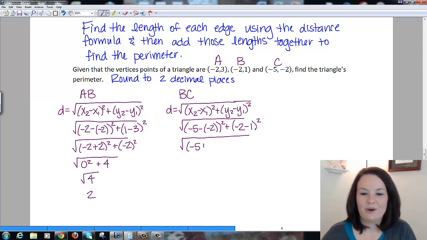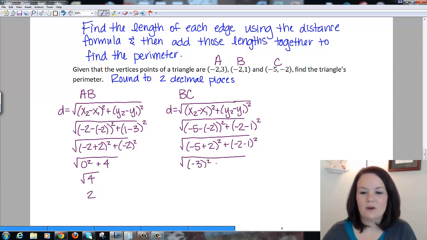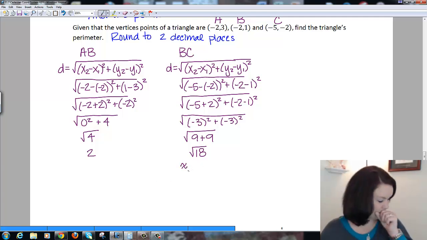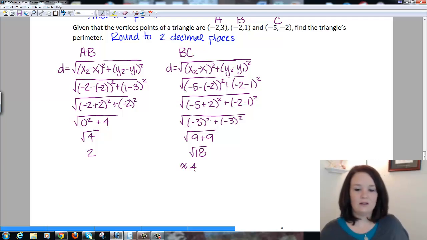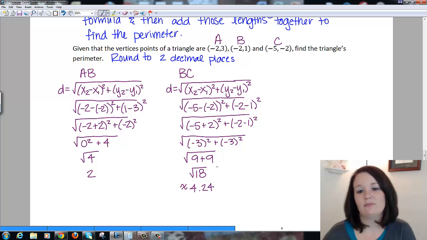I'm pretty sure the hardest part of these problems is just keeping our x's and y's straight, from which point. So here I'm going to get the square root of negative 3 squared plus negative 3 squared. So I end up with the square root of 9 plus 9, which is the square root of 18. Now the 18 is not a perfect square, so I'm going to approximate this. This is approximately equal to, in decimal form, 4.24.